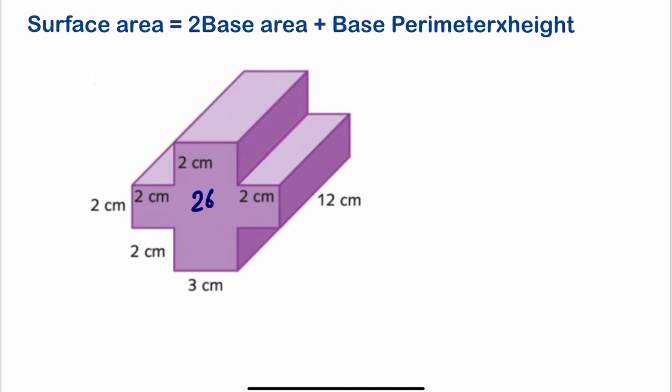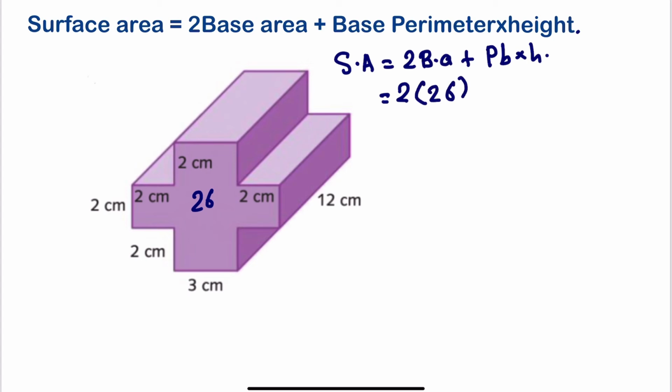So next we are going to calculate the perimeter of the base, then we multiply times the height. So surface area again is equal to 2 times the base area plus perimeter of the base times the height. So we have the base area already, so we are going to have 2 times 26, which will give us 52. So our base area part will give us 52 plus, now let us look at the perimeter of the base.